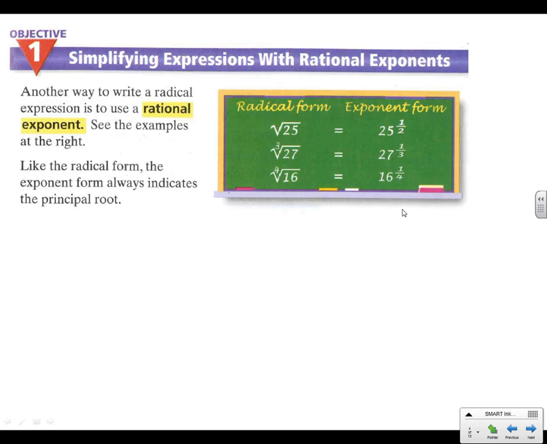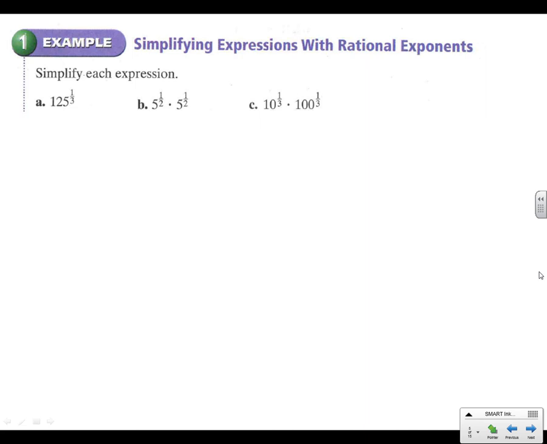Alright, so what does it mean to simplify expressions with rational exponents? So we are used to the radical form, right? Square root of 25. We can rewrite that in exponent form as 25 to the 1 over 2. Cube root, 1 over 3. Fourth root, 1 over 4. So you'll see that the fractional rational exponent form changes from the radical form. So if we don't want to use the radical, we can use fractional exponents. All right? And so let's take a look at some examples.